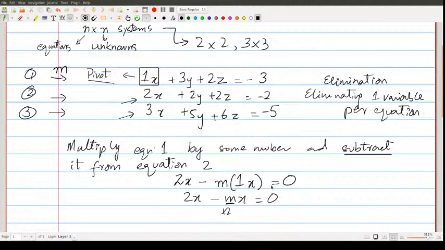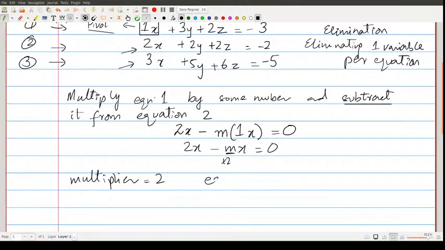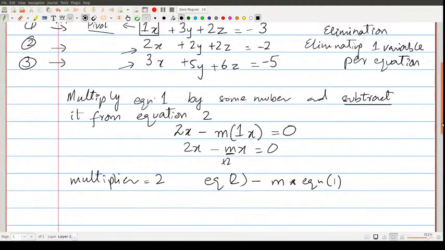Later on I won't be writing this equation, I'll just try to guess what this multiplier should be, right? So the multiplier in this case is equal to 2. And what I'm going to do now is equation 2 minus m times equation 1, right? And so what's the result that I get?